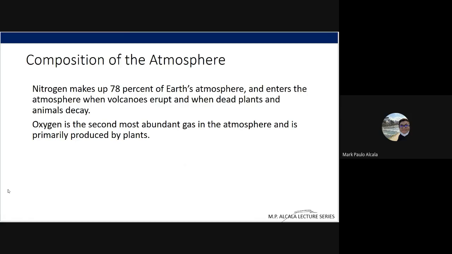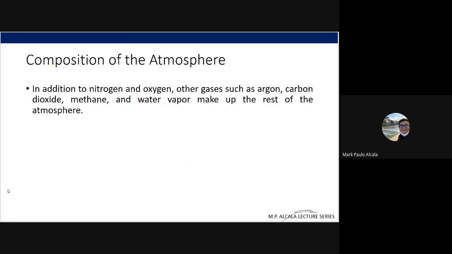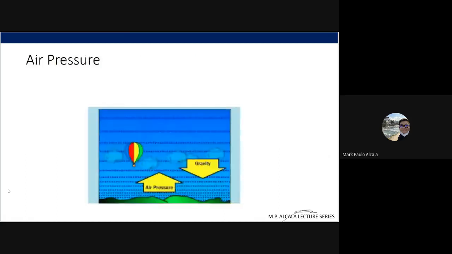Again, because air is a fluid. Okay. A combination of mixtures. In addition to nitrogen and oxygen, other gases such as argon, CO2, methane, and water vapor make up the rest of the atmosphere. So in this diagram, we can visualize the classification.